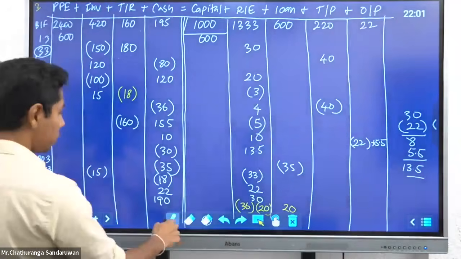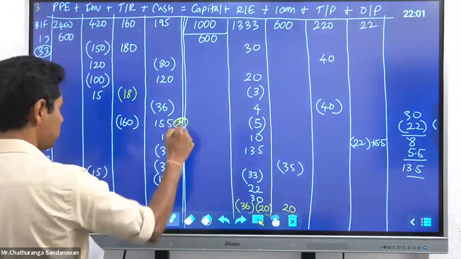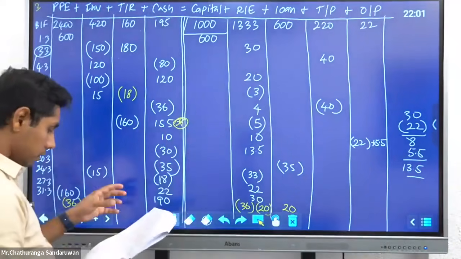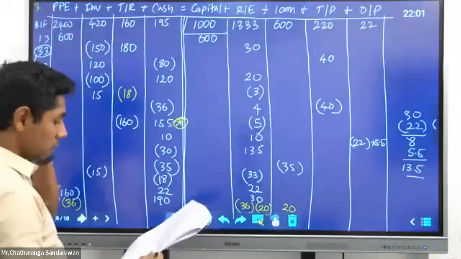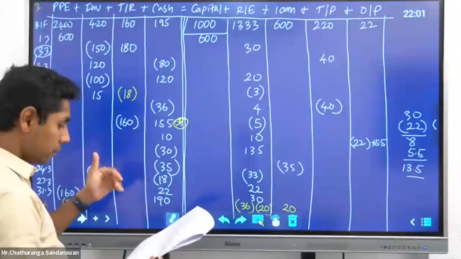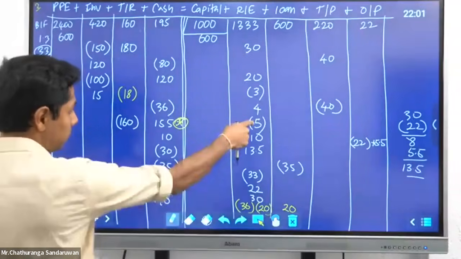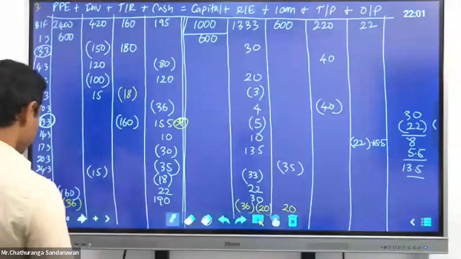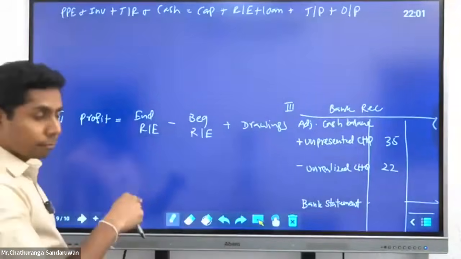The check received is how much? 155, right? 155. They are saying that it was dishonored by the bank. Accordingly, the discount previously allowed to the debtor should also be cancelled. This one should be cancelled. Okay. So they want us to record that as well.